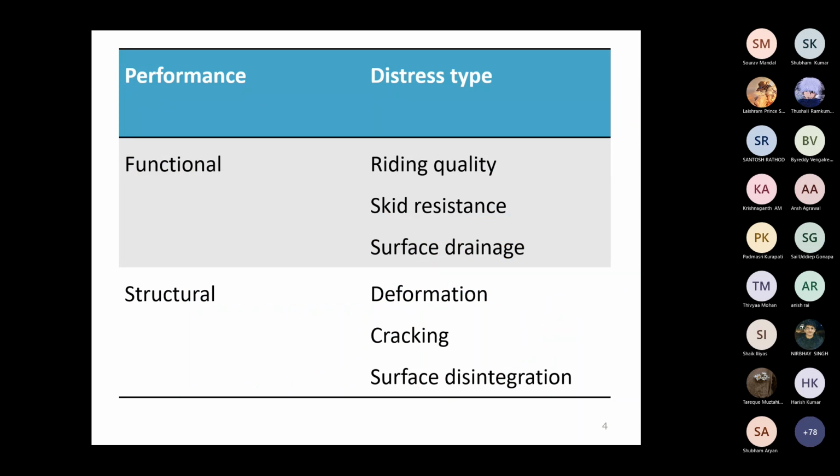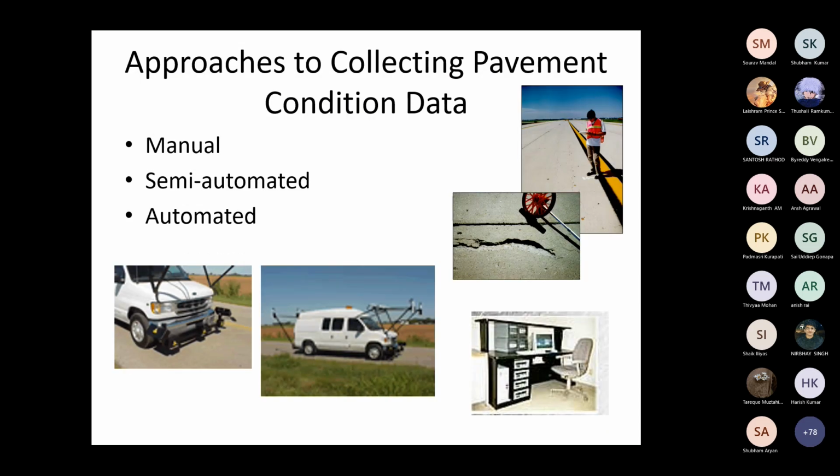Functional means that's related to riding quality, skid resistance, surface drainage, etc. Structural is with respect to deformation, cracking, surface disintegration, that's associated with the load. There are many approaches to collect the pavement condition data, like manual, semi-automatic and automatic equipment and methods.